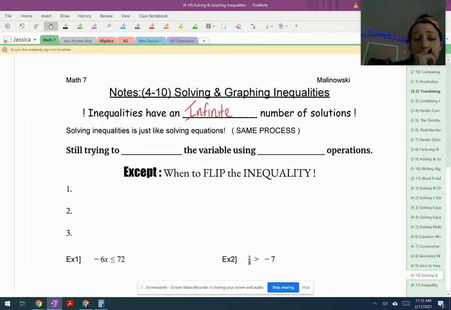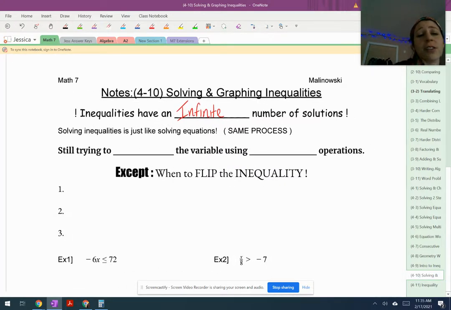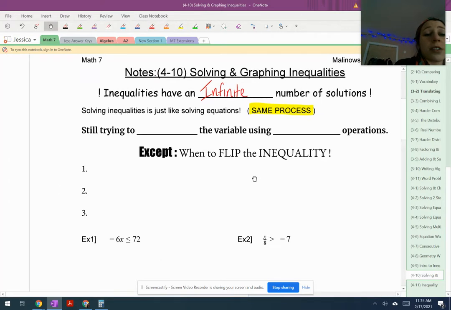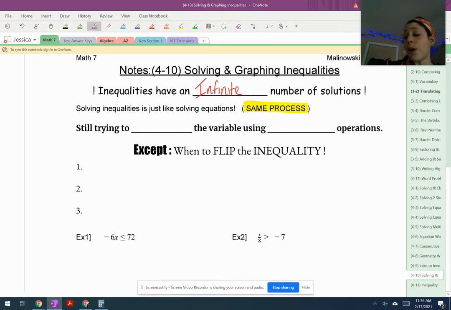Here we know that when we're solving inequalities, it's just like solving equations, meaning you're using that same process, meaning that you are still trying to do what to the variable. Remember, the goal of equation solving is to isolate. So we're still trying to isolate the variable using what kind of operations? What are those operations we're using when we're undoing them? AKA inverse operations. Isolate the variable using those inverse operations.